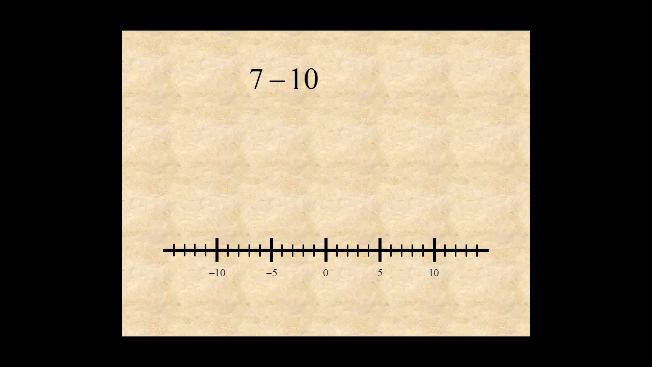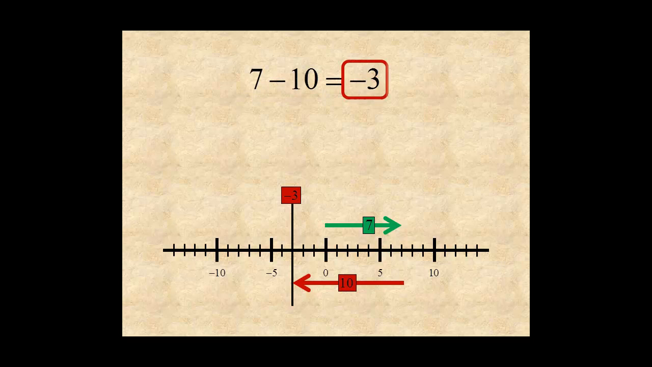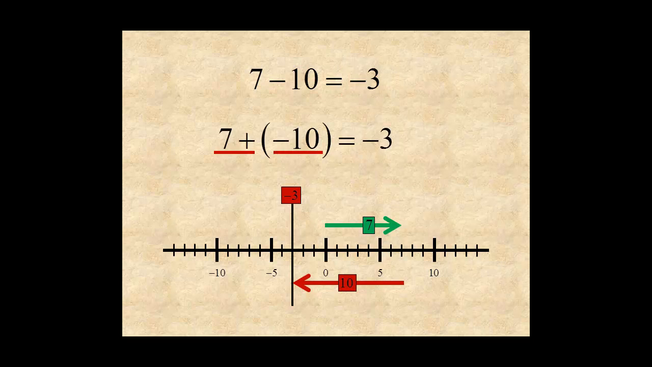Here's a second example. To subtract 7 minus 10, start at the origin and count 7 units right, and then 10 units left. Since you end up at -3, you can see 7 minus 10 is -3. Again, the important thing to notice about this example, 7 minus 10 is the same as 7 plus -10. That is, 7 units right plus 10 units left is -3.